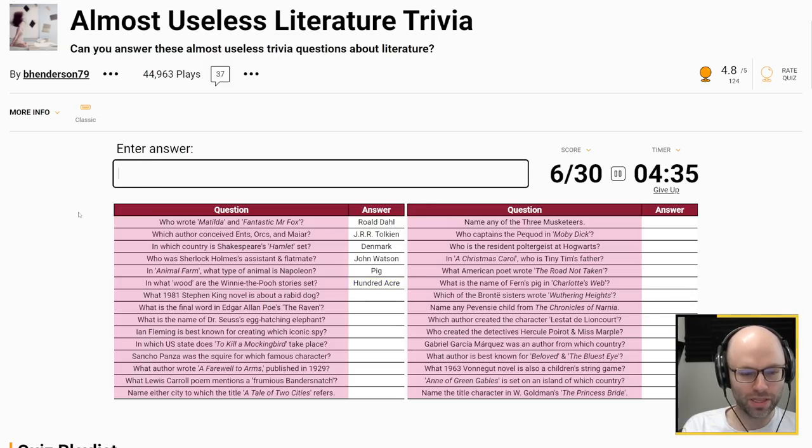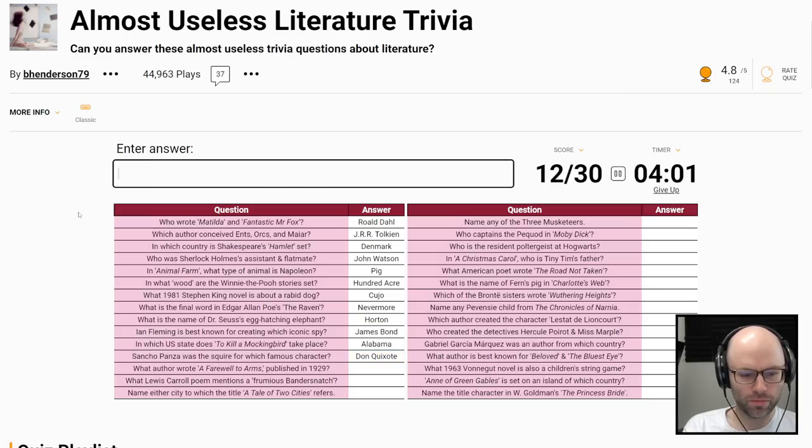Stephen King novel about a rabid dog, Cujo. Final word in Edgar Allan Poe's The Raven, Nevermore. Dr. Seuss's egg-hatching elephant was called Horton. Ian Fleming is known for making James Bond. In which U.S. state does To Kill a Mockingbird take place? Tennessee. Virginia. Georgia. Maryland. Alabama. Okay. Sancho Panza was a squire for Don Quixote.